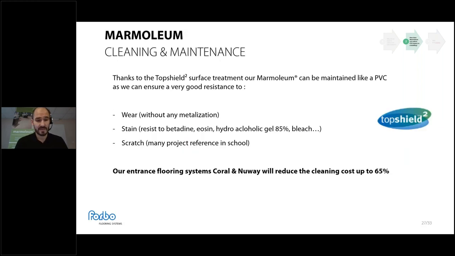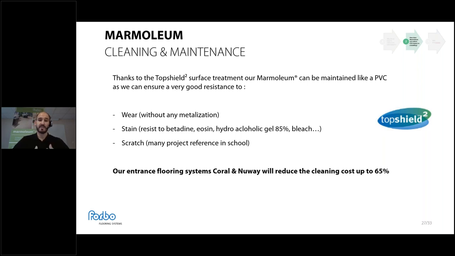Also, the cleaning and maintenance have a very important impact on your building. So thanks to the Topshield 2, the surface treatment of our Marmoleum can be maintained like a PVC. So no need to change your cleaning regime. The wear resistance is very good, without any metallization like we had 10 or 15 years ago. Very good resistance to stains and scratches.